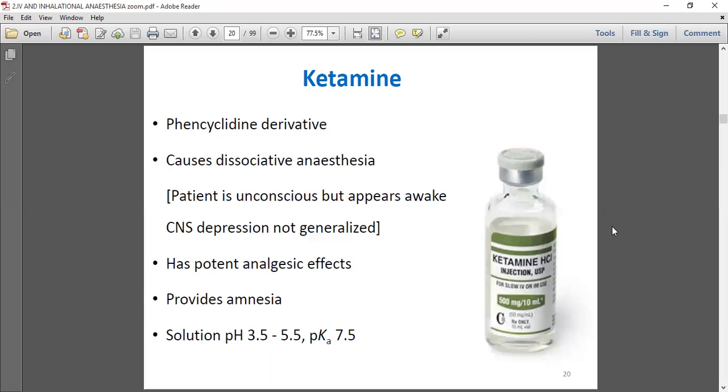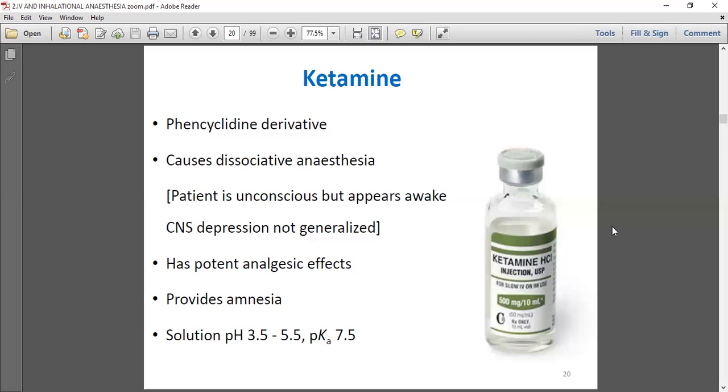So as a phencyclidine derivative, it causes dissociative anesthesia, and I think he explained it. This is a state in which the patient seems conscious but is unconscious, and it doesn't cause generalized CNS depression. So it has potent analgesic effects, and we all know what analgesia means. It provides amnesia in that the patient doesn't remember what happened during the surgery.